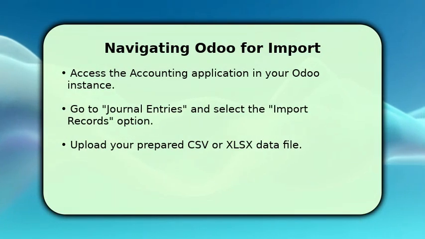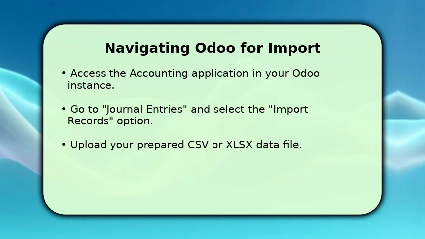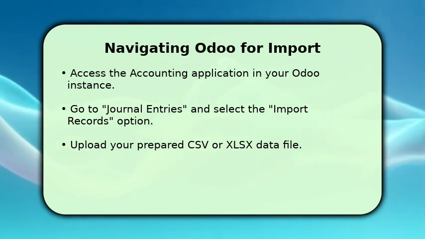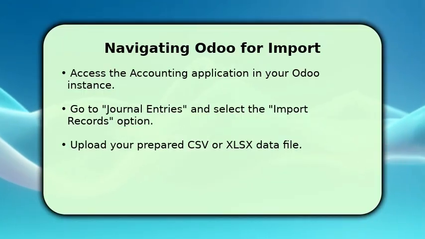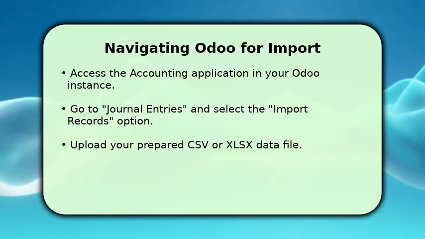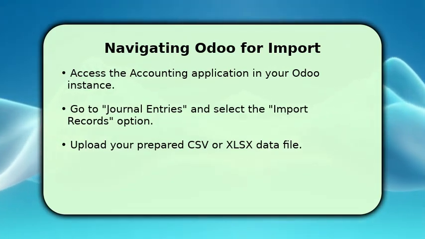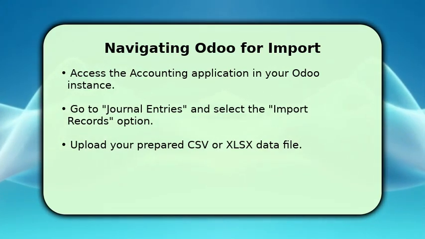Now let's move to Odoo. Navigate to the accounting application. From there, find and select journal entries. You will then see an Import Records option, often found under the Favorites menu or as a direct button. Click this to open the Import Wizard. Here, you will upload your carefully prepared CSV or XLSX file from your computer.